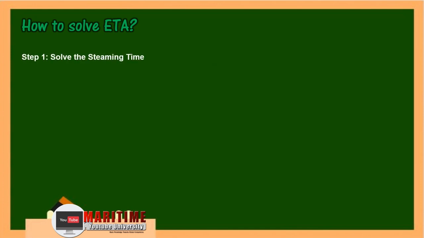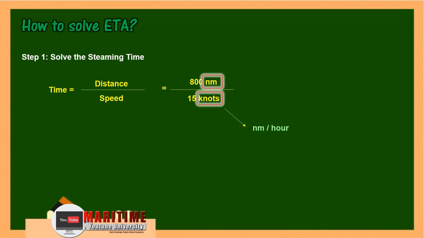To start, let us solve first the steaming time. The formula will be time equals distance divided by speed. As you can see, 800 has a unit of nautical miles, while 15 has a unit of knots. Now, in order to arrive at an answer with a unit of time, change knots into nautical miles per hour, since 1 knot is equal to 1 nautical mile per hour.